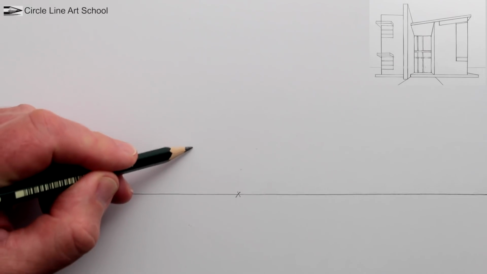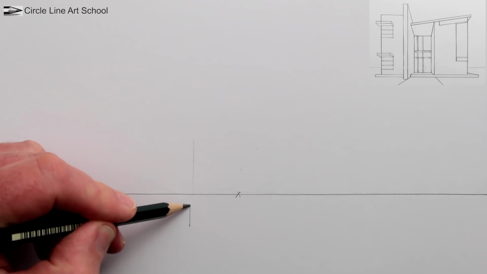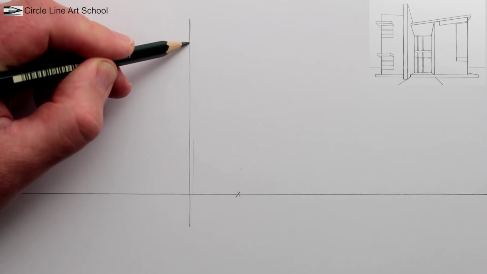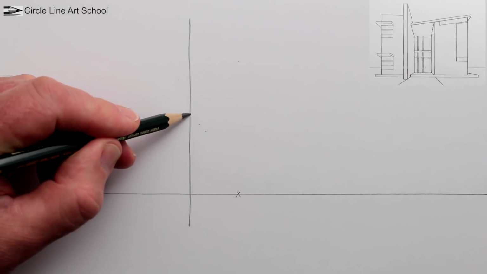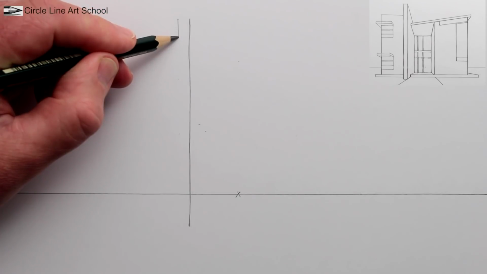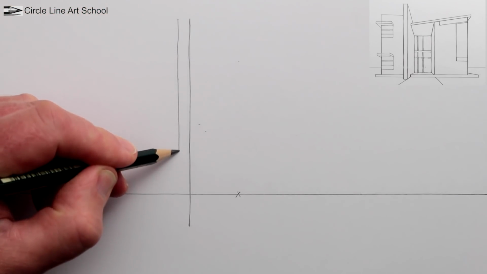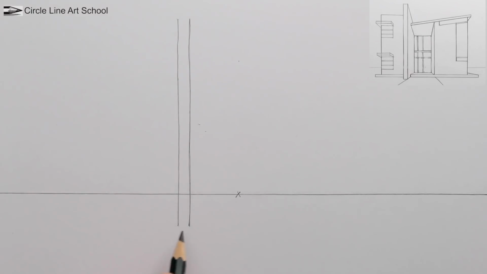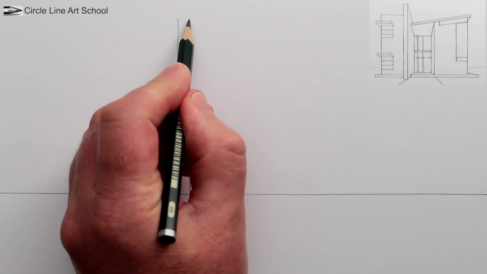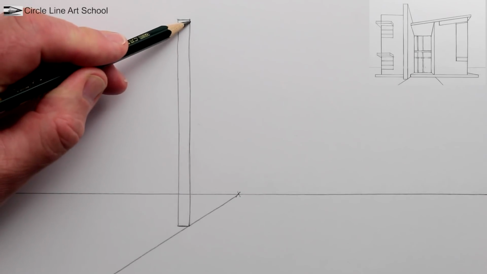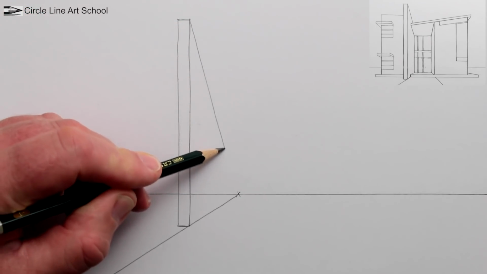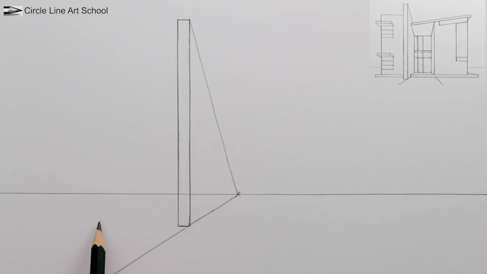Now draw a tall vertical line to the left of our vanishing point. And then we can draw another vertical line parallel to it, right next to it. And then a short horizontal line at both ends. Next, using the vanishing point for the receding lines, draw a line to the base of this tall rectangle, and then draw another receding line from the top of the thin rectangle to the vanishing point.